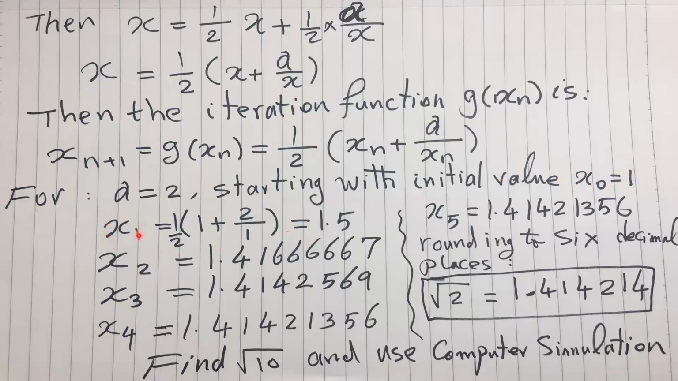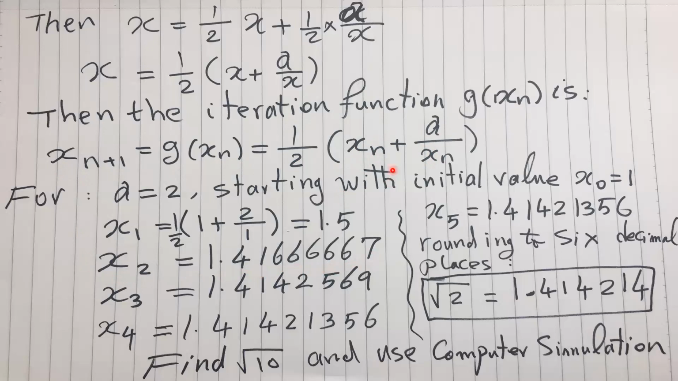So for x_1, putting x_0 = 1 into this equation, we find x_1 from x_0. So x_0 is 1, 1 plus 2, a is 2, divided by 1. The result is 1.5 for x_1. Again, put x_1 = 1.5 into this algorithm and find x_2. After calculation it becomes like this.